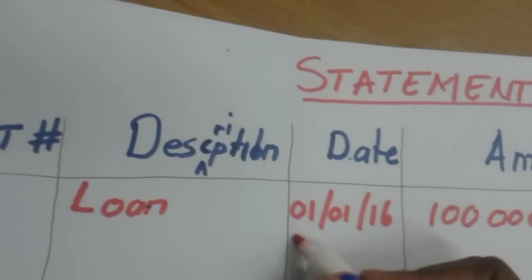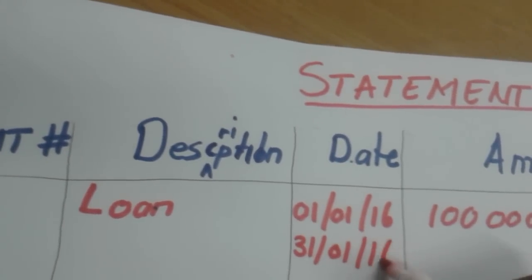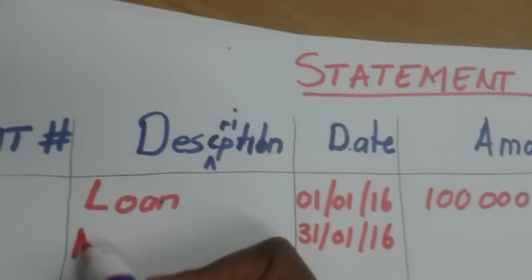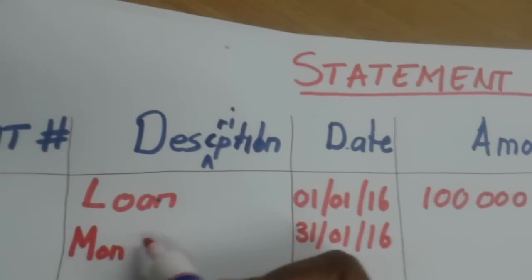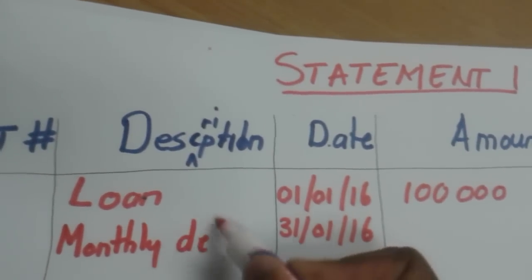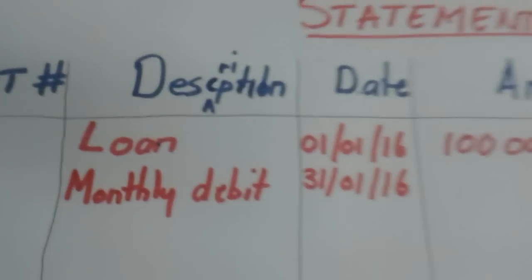Okay, so at the end of the month, at the end of January, so that will be on the 31st of January 2016, Absa is going to add interest to your loan account. So that is called monthly debit, or that's the finance cost.